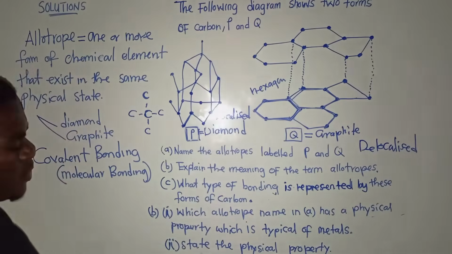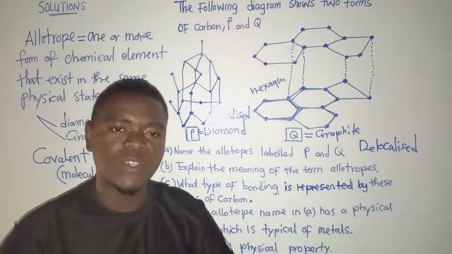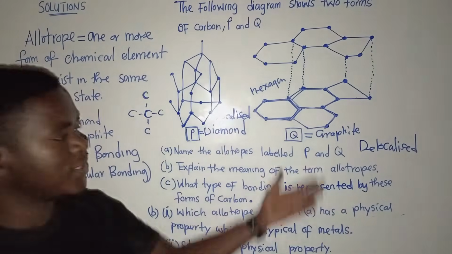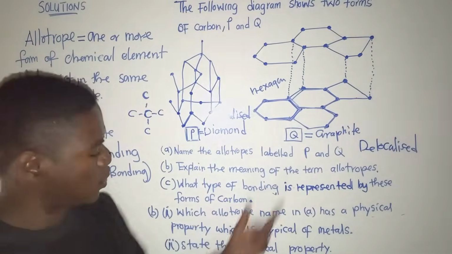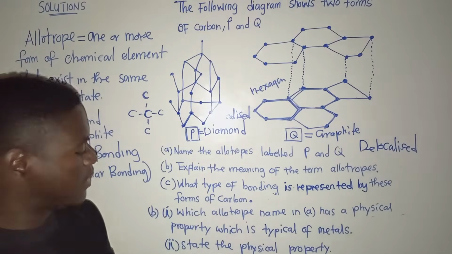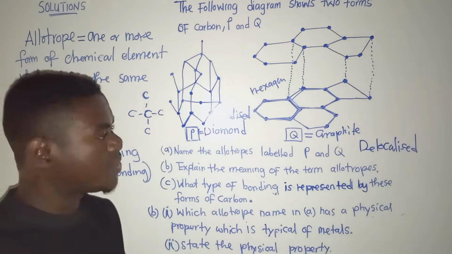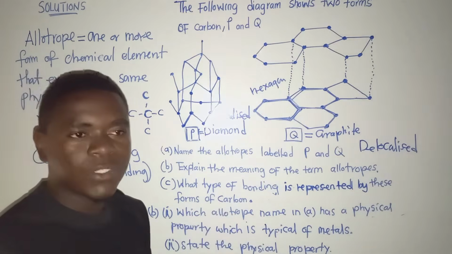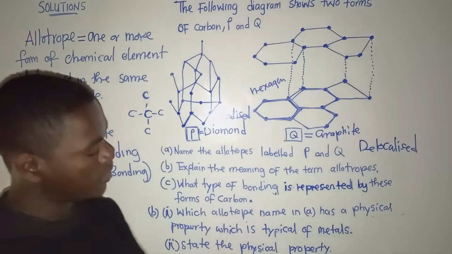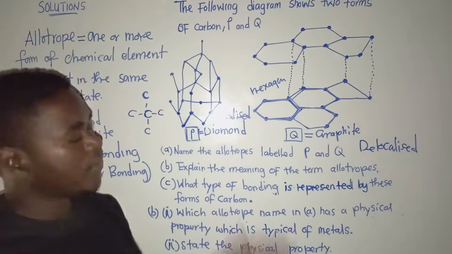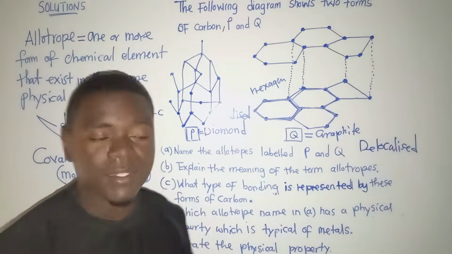Then we move on to the last question. State a physical property. I've already talked about it. The answer here is graphite, which is Q. So what is the property of graphite? It is a soft material. It conducts electricity. It has a high melting and boiling point. You can put any of those properties. So this is the question that I wanted us to revise together.